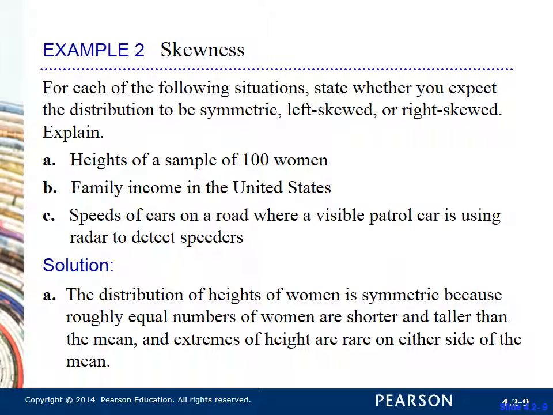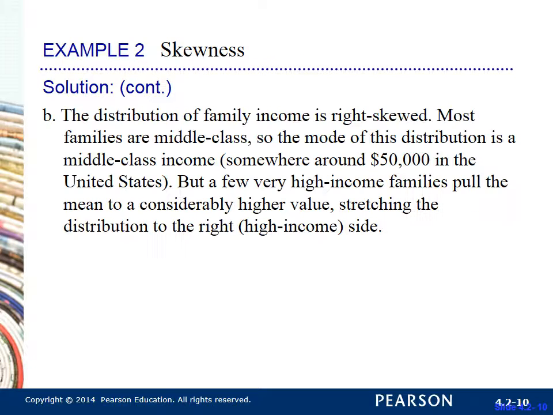Now the speed of cars on a road where there are visible patrol cars using radar. Now my husband does this, I don't know about y'all, but he hits the brake. I'm like, are you crazy? They're going to see you hit the brakes. So all of a sudden you've got people who are going slower than you expect them to because of that patrol car. So that's going to have some unusually low numbers. So that's going to pull your mean a little bit over to the left. So that would probably be left skewed.